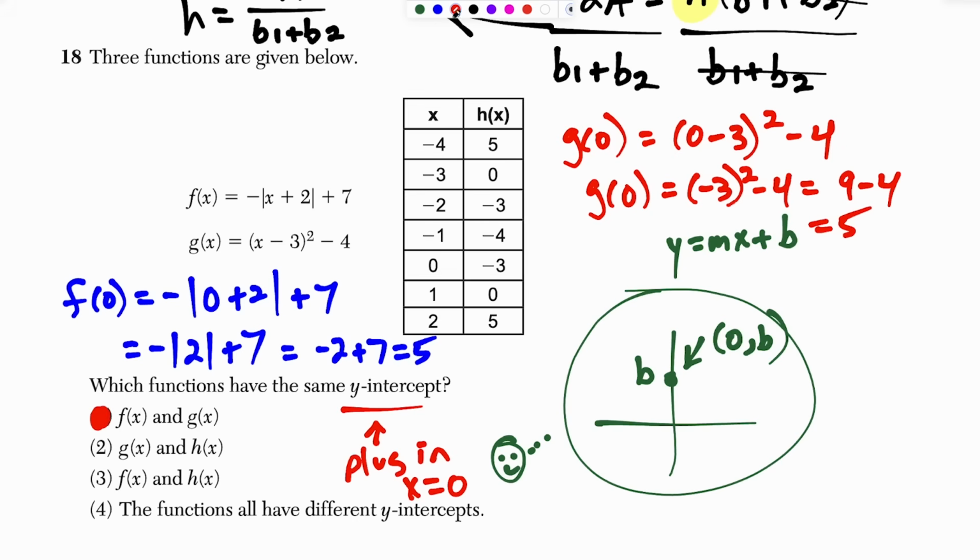But let's see why h of x is no good. For this, we don't actually have to simplify. We just look and see when x is 0, the y value is negative 3. So this y-intercept of negative 3 is different from the others. So that's why h of x is out.